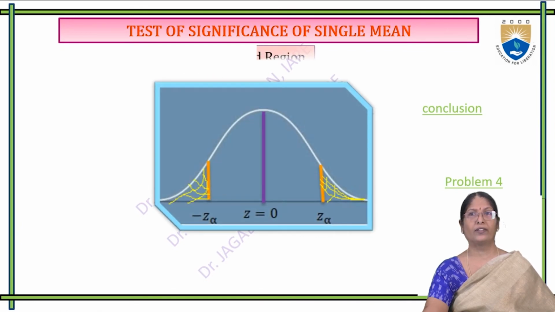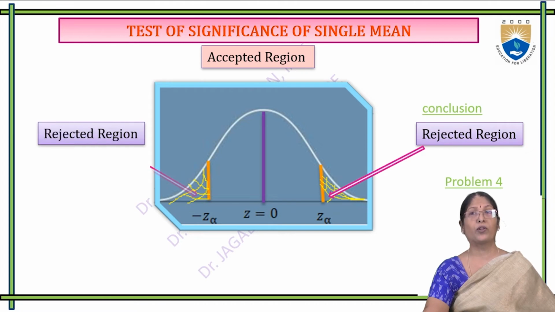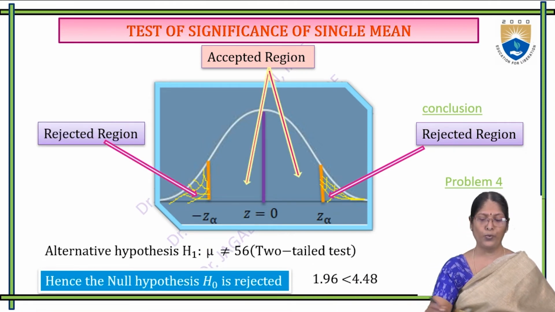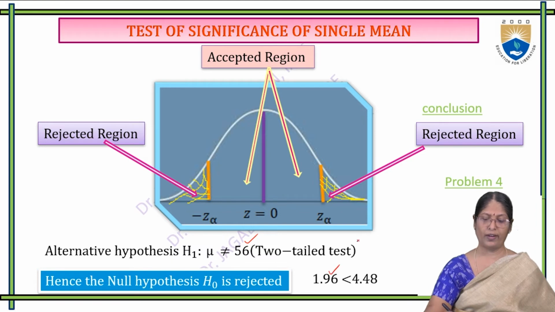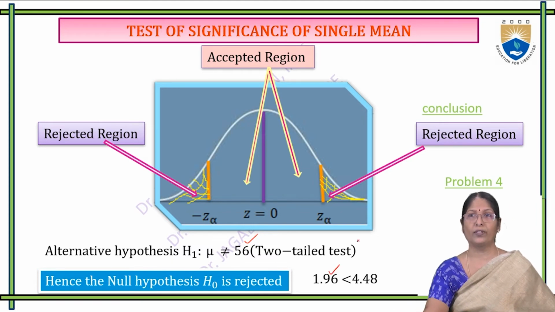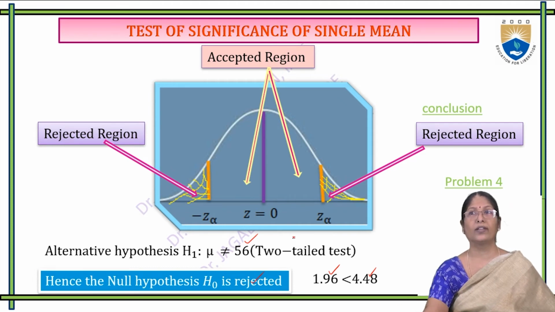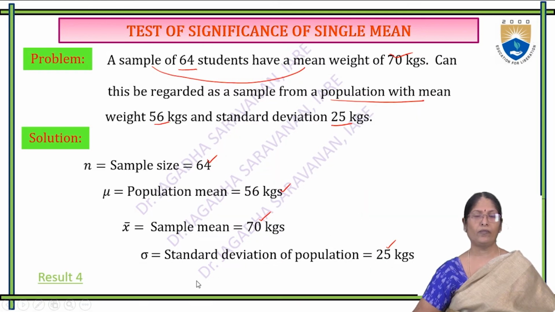So the final result we can see, it is accepted, and in this particular problem we can also see how it is rejected. So mu equal to 56 is the defined null hypothesis. But unfortunately, our tabulated value is less than the calculated value. That is why it is rejected. So here we can see our question.